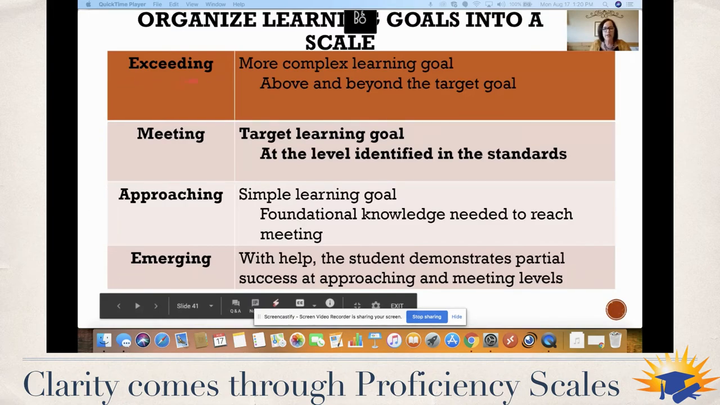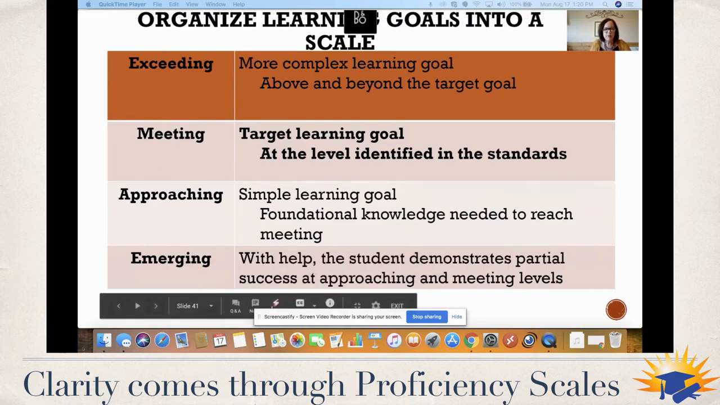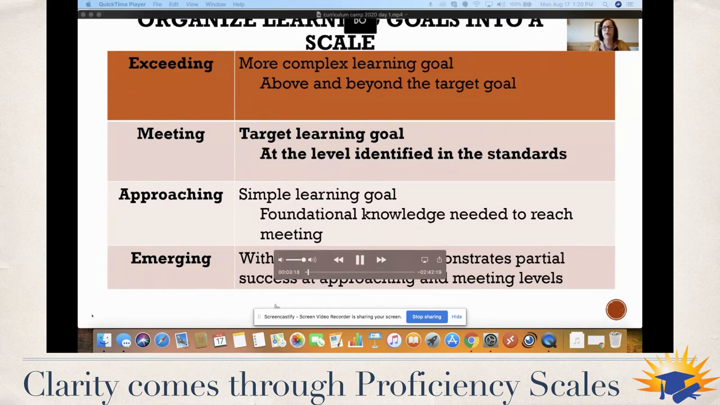And last but not least up here, it is succeeding, and this is the level that is a more complex learning goal. It's above the learning target. It is a student who has mastered the essential standards that you have identified, and we need to push them above and beyond. And we made comment earlier that really having that exceeding is to keep pushing those students forward so we don't have students at meeting stay stagnant. What can they do to show that they're moving above and beyond?